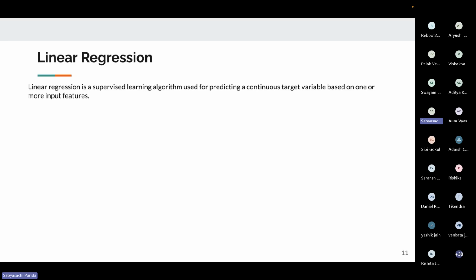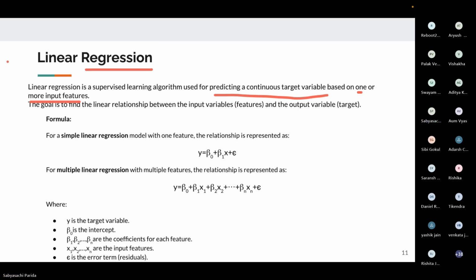So what is linear regression? Linear regression is a supervised learning algorithm used for predicting a continuous target variable. As I said, regression is for continuous variables based on one or more input features. So we can have one input feature or multiple input features for a particular model. And the goal of linear regression is to find a linear relationship, as in the name, between the input variables and the output variables. Okay.